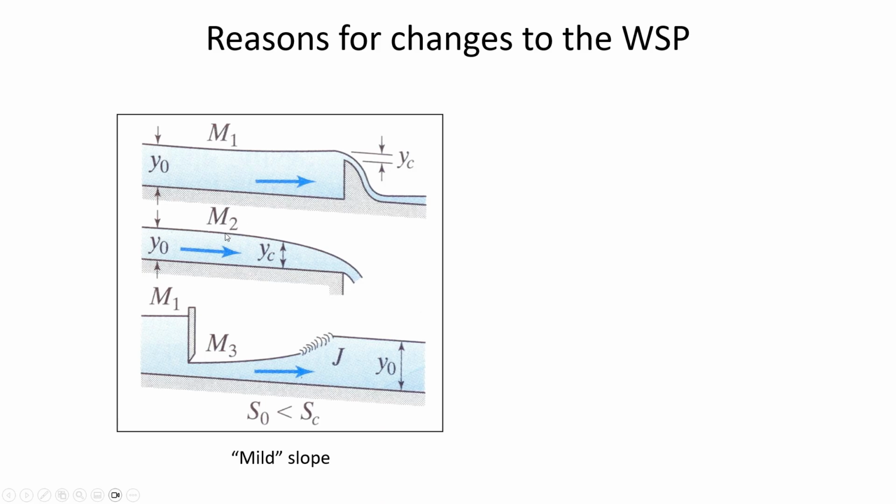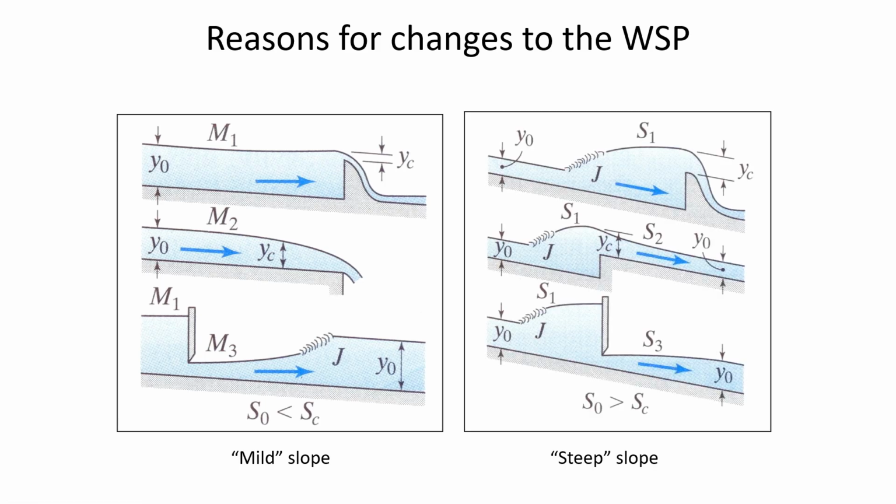An M2 was caused by water flowing over a drop. An M3 is downstream of an underflow gate, approaching a hydraulic jump, after which it settles back into the normal depth again. Those are some of the causes of those. And here in the steep slope, you can see an S1 would be caused by some obstacle downstream. When you've got a steep slope, it is forcing the water to be in zone 1, above either the normal or the critical depth.